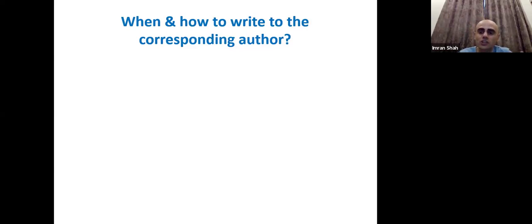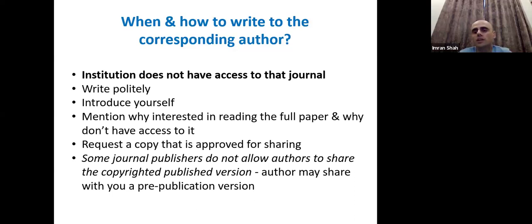So make sure that the article you are looking for is not available in full text form. Make sure your institution does not have access. It is not available on the internet. You have tried all the sources. Then you write politely, you introduce yourself, and why you are interested in that particular paper. You can ask for a pre-published version, because journals have copyrights and sometimes don't allow authors to give you the published copy. But if you write a nice, polite, gentle email, authors will sometimes give you a pre-publication version, and that is good enough. You can use it for your information, and you can cite the published article.